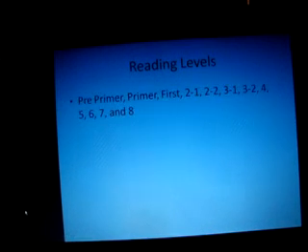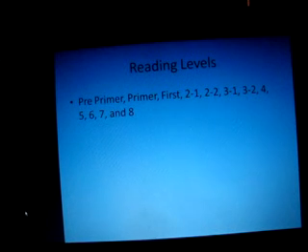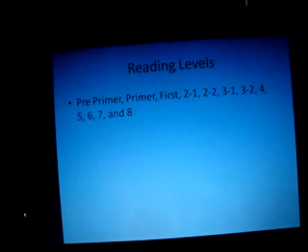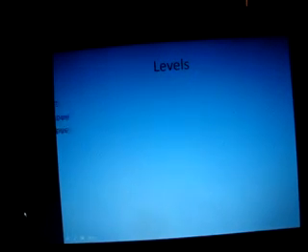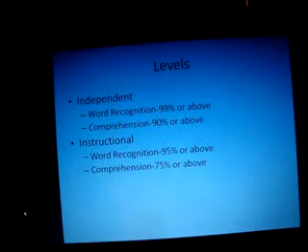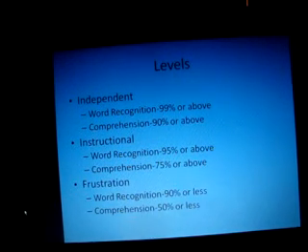Reading levels. There's pre-primer, primer, first, 2.1, 2.2, 3.1, 3.2, 4, 5, 6, 7, and 8. The levels are independent, instructional, and frustration.